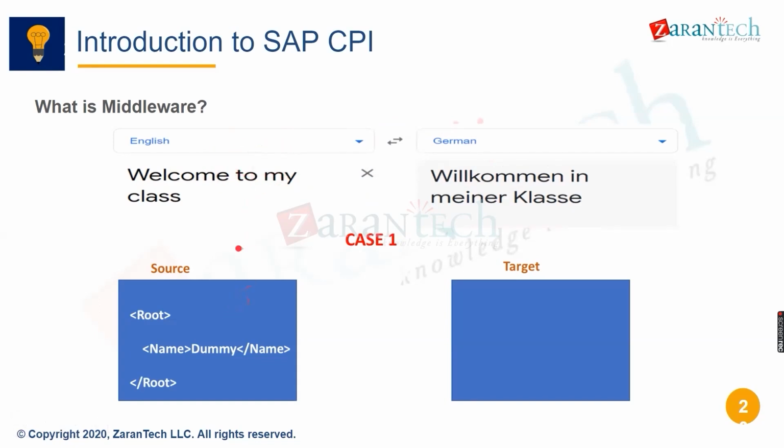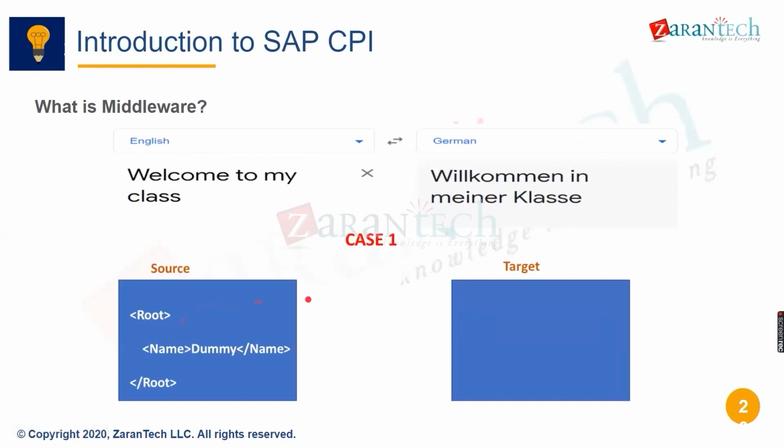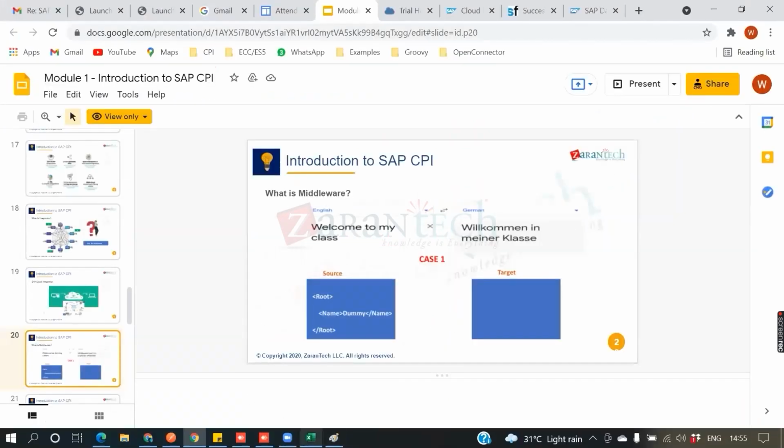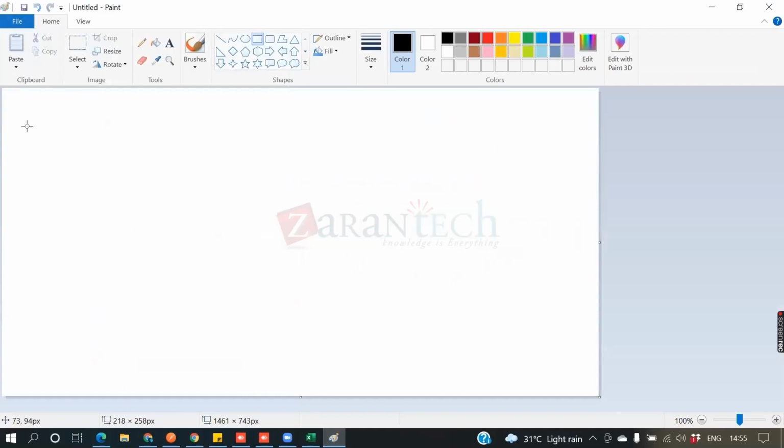That is the main reason why we go for middlewares, right? Now let's take case one. Sorry, there is some content missing. I'll explain that to you. Now the system A understands only XML language. I'll show you here. Sorry for that.